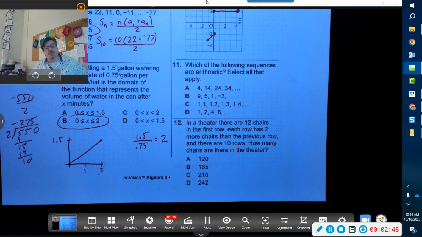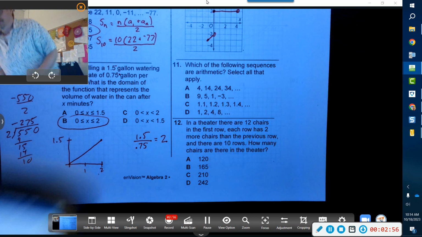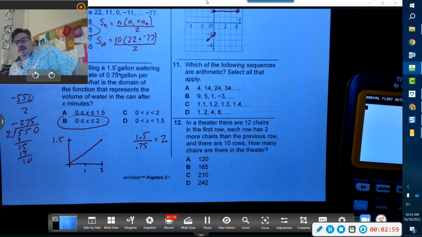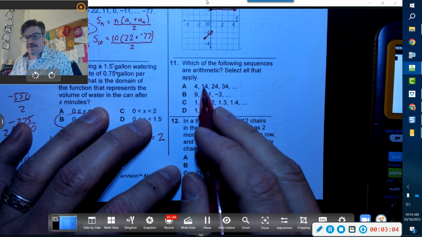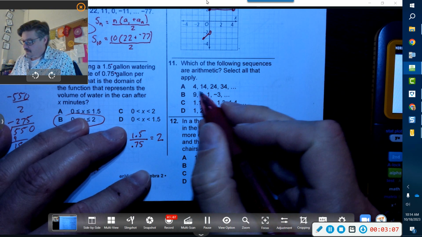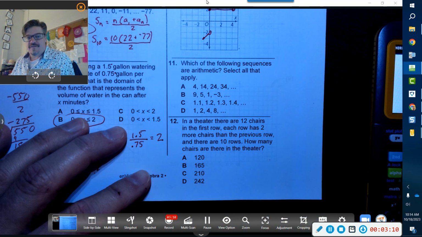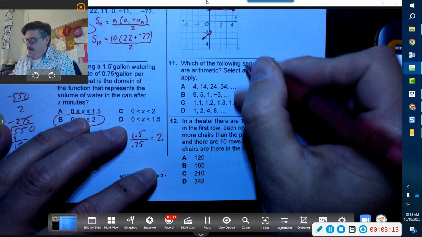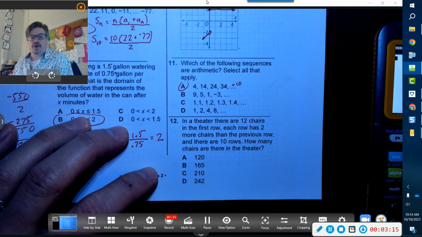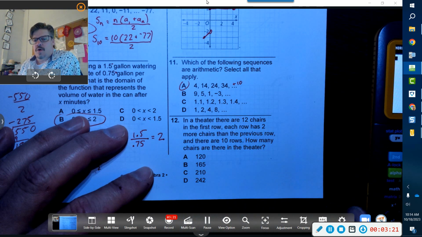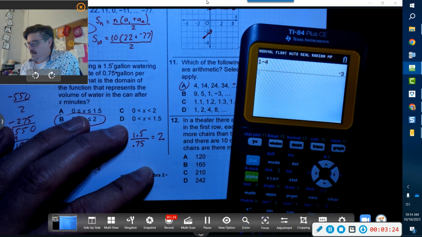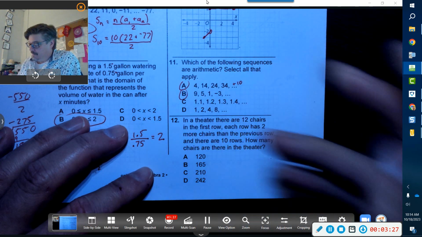Okay? Alright, next one. Which of the following sequences are arithmetic? So for this one, I'm going to grab my calculator. Alright. What I'm going to do is make sure that these guys are all going up by the same amount. So this guy's going up by 10, by 10, by 10, and every single one of them has to be the same amount. This guy's going up by a plus 10, so A for sure is the answer. This guy's going down by 4. Down by 4 is 1 minus 4, -3. Okay, yep. So this guy's good as well.